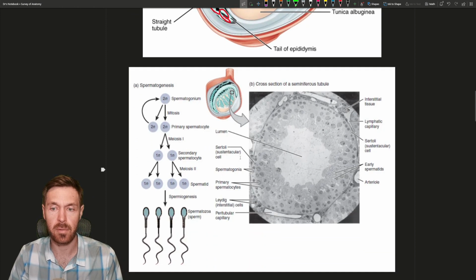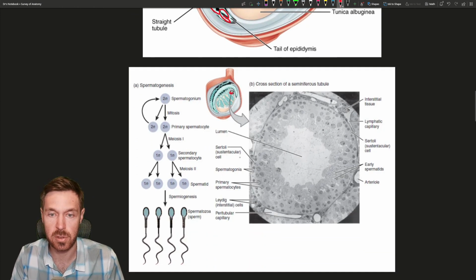So now, if we look at one of those seminiferous tubules in a testis and look at a cross section of it, here is where sperm are being made.